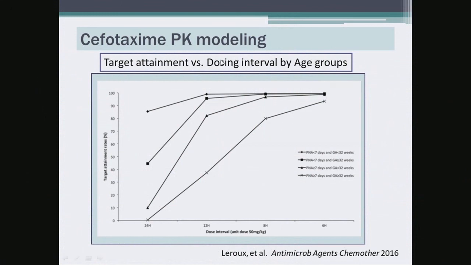So using different dosing intervals, they looked at how much time would be above the target for different doses, and you can see the dosing interval down here with a unit dose of 50 milligrams per kilogram. If you dosed every 12 hours, it would only work in babies who were less than 32 weeks and less than 7 days of age. If you wanted to dose older babies, you'd have to do it more frequently, even every 8 hours, to reach your target levels.